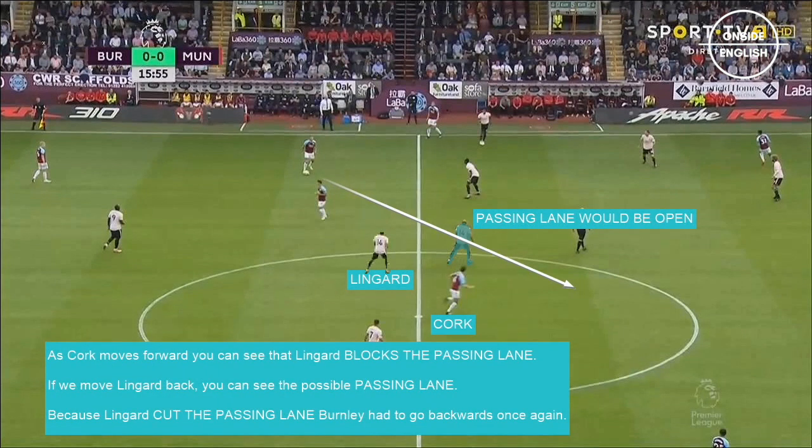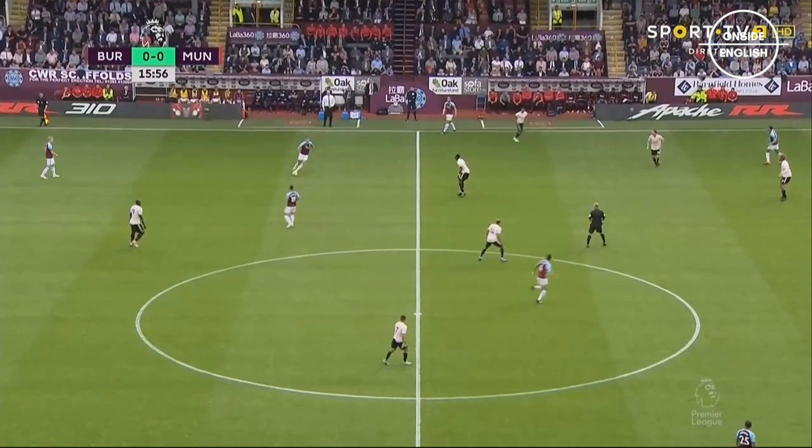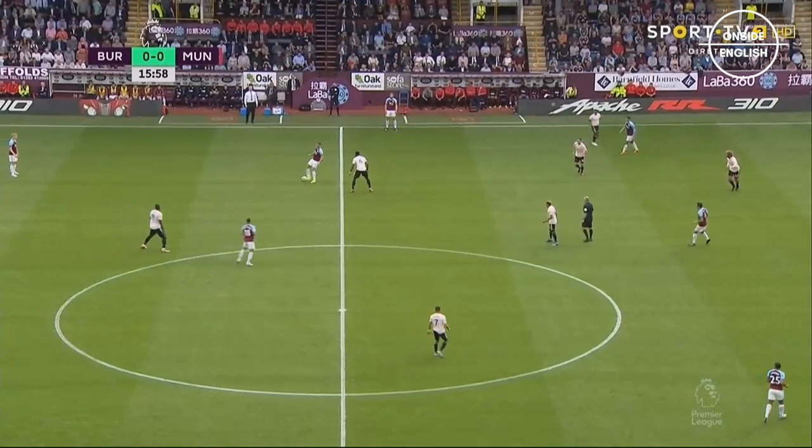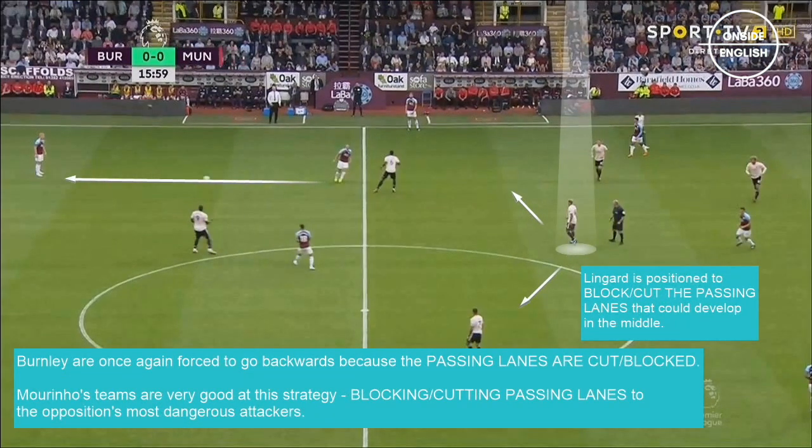Now we've highlighted Jesse Lingard of Manchester United and Jack Cork of Burnley. As Cork moves forward, you can see that Lingard blocks the passing lane. He moves just in the same direction so that pass cannot go through. If we move Lingard back, you can see the possible passing lane. So that white arrow there is the possible passing lane that would be open. Because Lingard cut the passing lane, Burnley had to go backwards once again. Burnley are once again forced to go backwards because the passing lanes are cut or blocked.